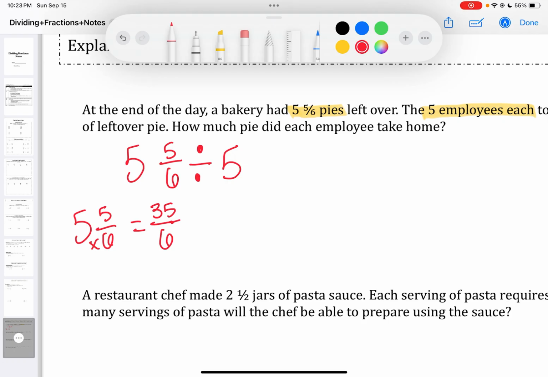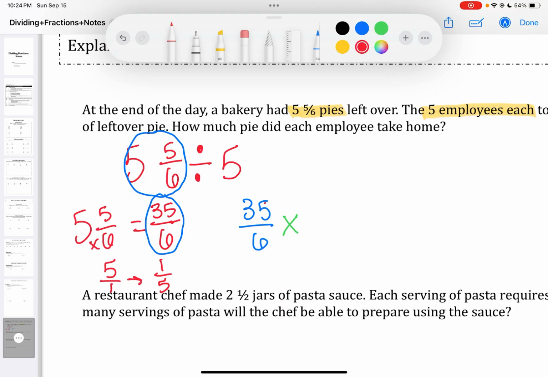Great. Now I'm going to turn my second fraction, or in this case whole number, into a fraction and then get the reciprocal of that. So 5 is the same as 5 over 1, and the reciprocal of 5 over 1 is 1/5. So I can rewrite this as 35 over 6, because that is this part right here, times 1/5, because that is this part right here.